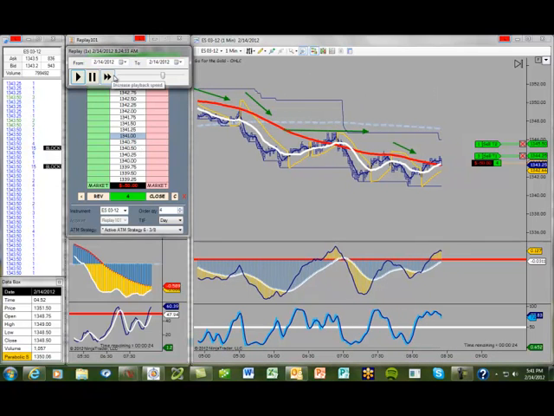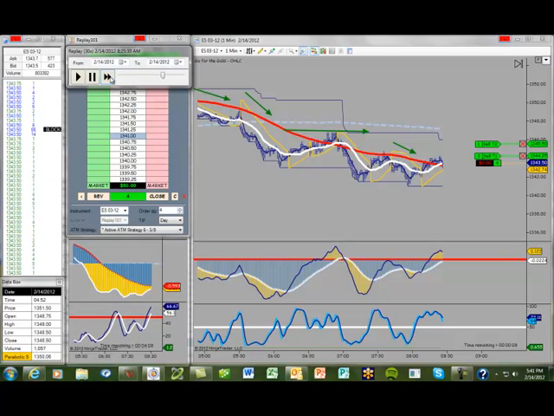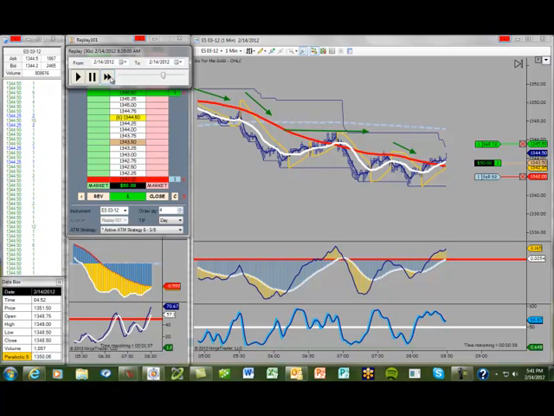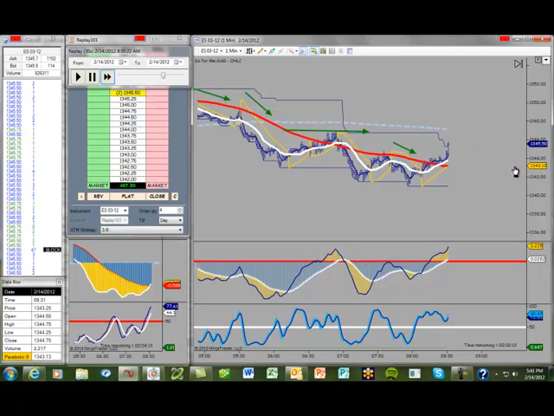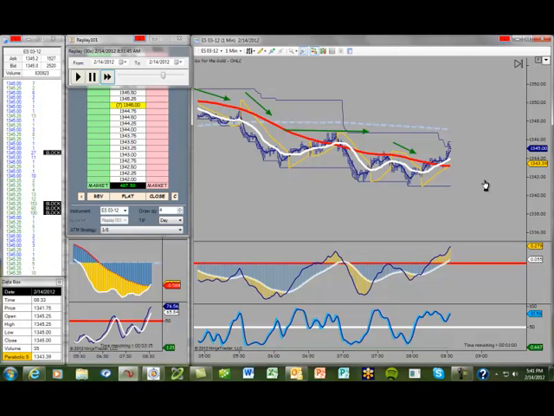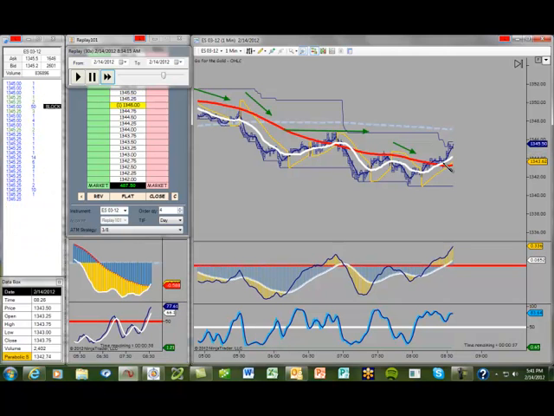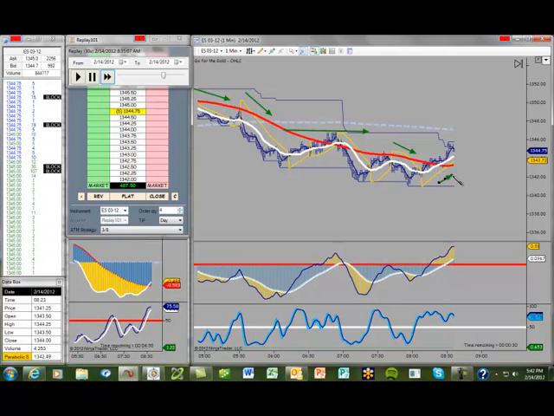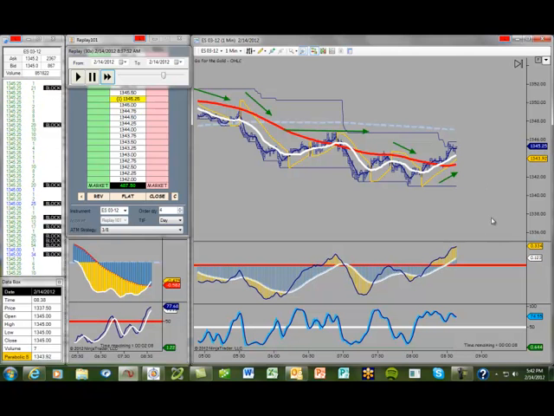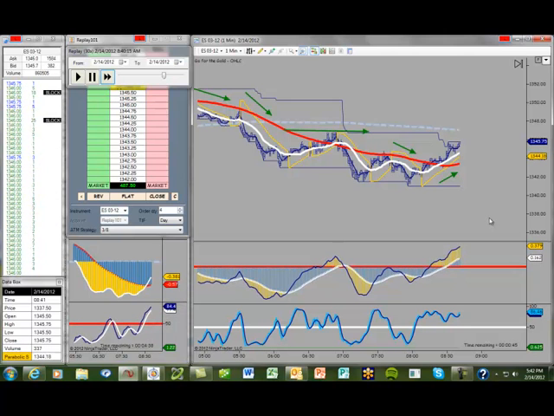Okay. Not as bad as I thought. Oh, hit both targets once again. So we got in about there. Stopped out, not stopped out, but finished hitting targets about there. Picked up another couple $100.